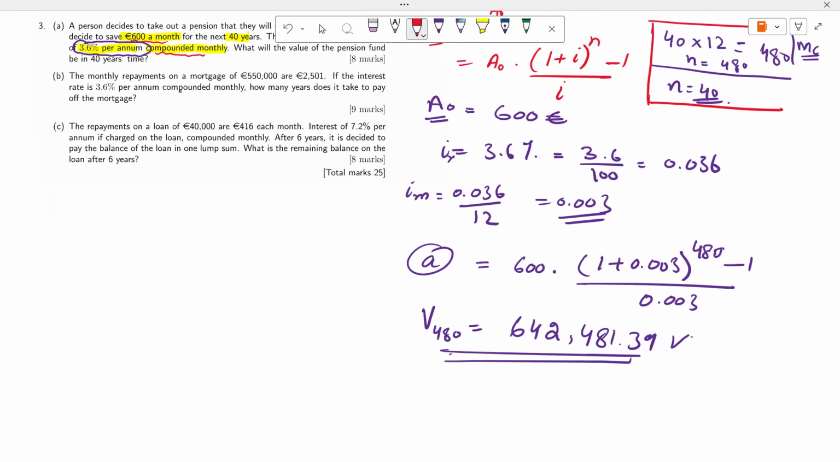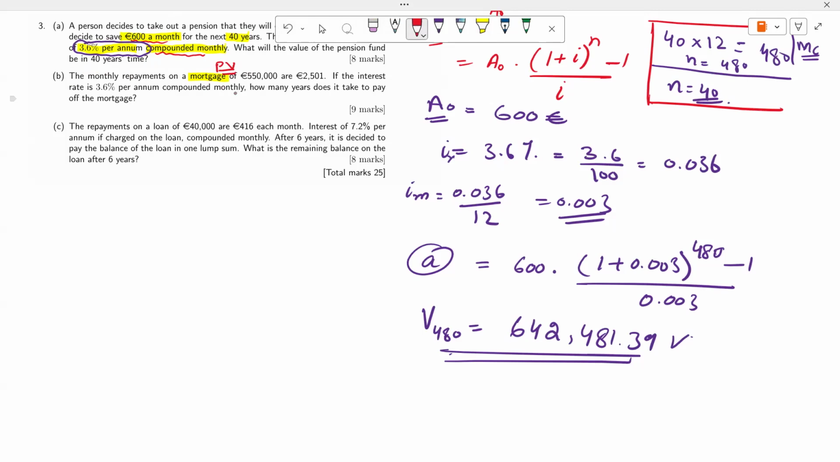Part B says the monthly repayments on a mortgage of 5,50,000 euros are 2,501 euros every month. So be very careful about this. I'll tell you one thing: whenever you're solving a question on mortgages or loans, you have to use the present value formula most of the time. 95, 99% of the time you would use the present value formula.